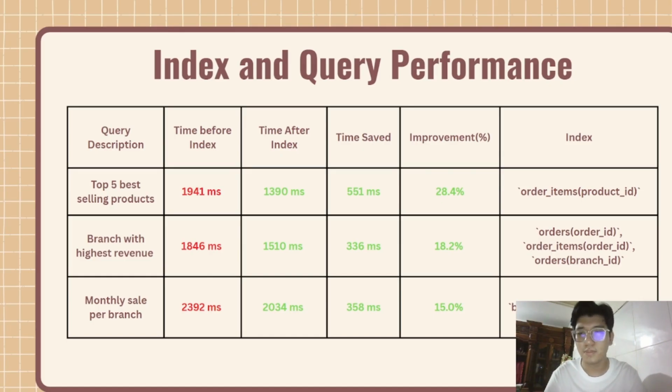For the top 5 best-selling products, indexing product ID in the order items table reduced execution time by 28.4%, saving over 550 milliseconds. The branch with the highest revenue improved by 18.2% using indexes on order ID and branch ID. And lastly, checking monthly sale per branch was sped up by 15% by indexing the quantity field. This change led to noticeable performance gains with minimal effort.